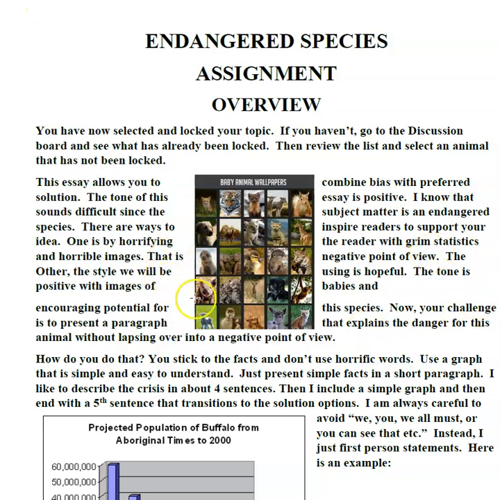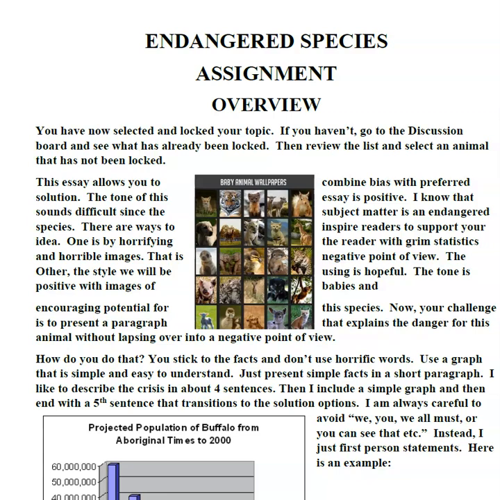Now remember, for this essay, the tone is hopeful. I know you say, my goodness, I'm talking about a species that may cease to exist. How can I be positive? Well, you can. Remember that people are most easily persuaded by positive rhetoric that makes them believe they can benefit from accepting your position, or, as we already know from other readings, your bias.